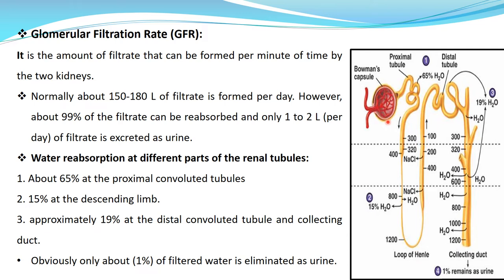Okay, so now I'm trying to explain the process which is called GFR, or glomerular filtration rate. It is the amount of the filtrate that can be formed per minute of time by the two kidneys.